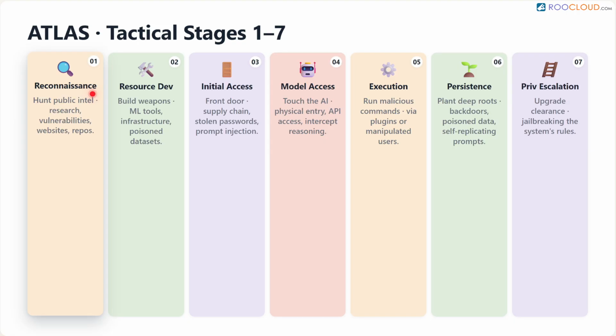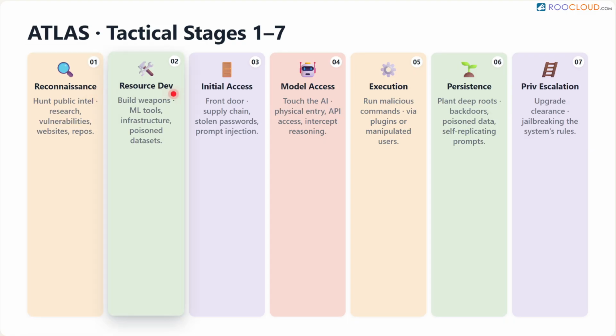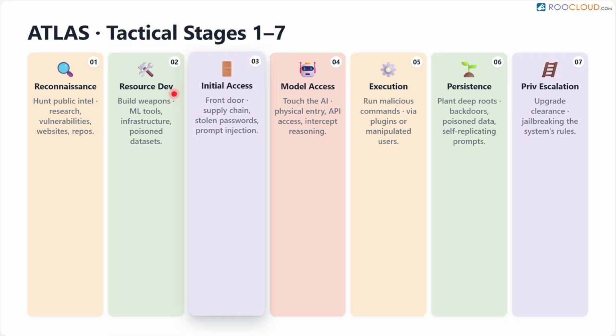Second is resource development, where they actively build their weapons by acquiring machine learning tools, establishing infrastructure, and crafting poisoned datasets. Third is initial access, where they break through the front door by compromising the supply chain, stealing valid passwords, exploiting public applications, tricking the system with prompt injections, or using traditional phishing scams.